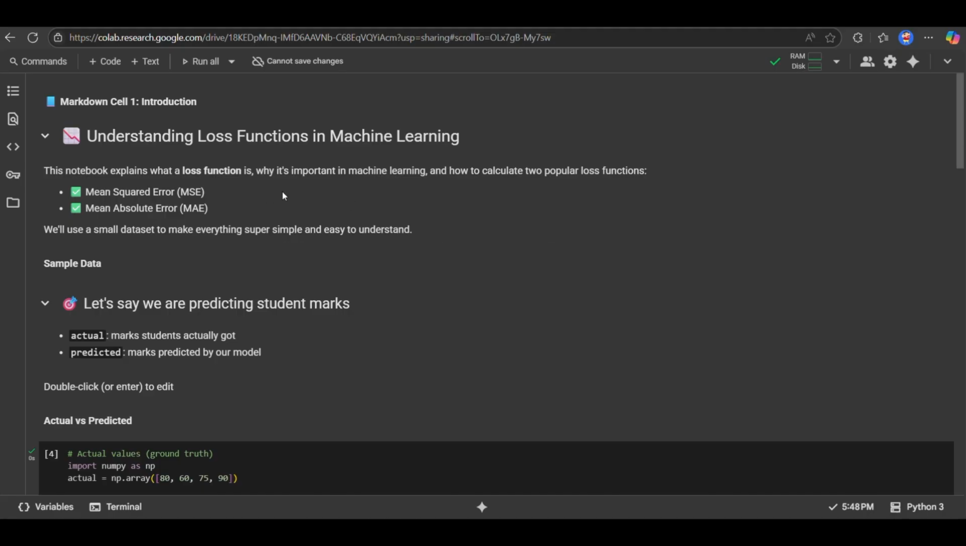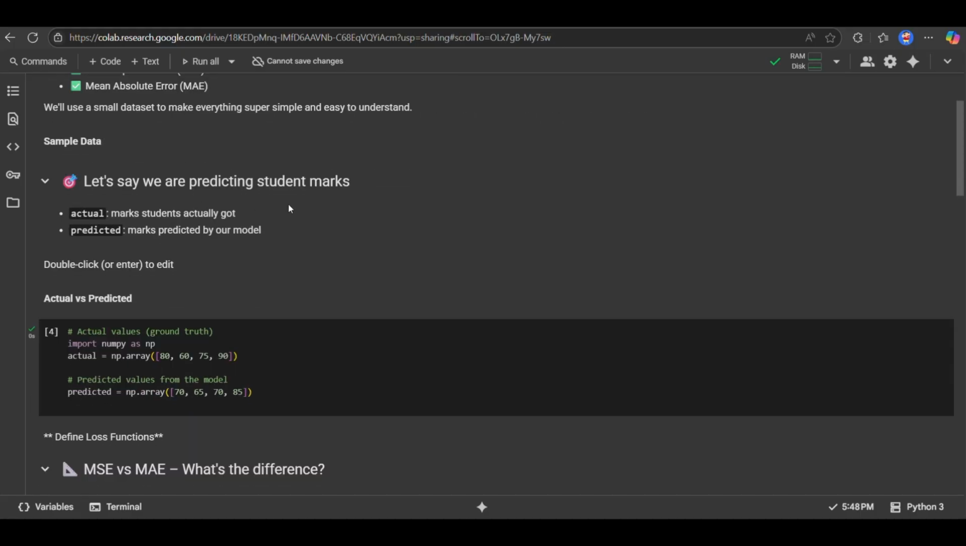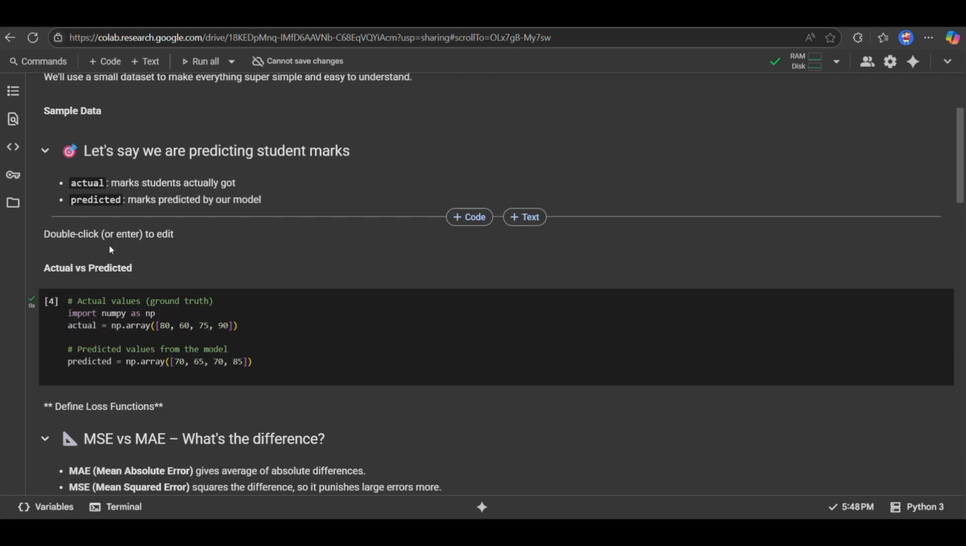Now in this notebook we are going to understand what a loss function is and how to calculate it using Python. Specifically, we'll look at two commonly used loss functions: mean squared error and mean absolute error. These help us evaluate how good or bad our model's predictions are, and we'll use a small data set of students' marks to keep things super easy. The marks students actually got are the actual ones, and the marks predicted by our model are the predicted ones.